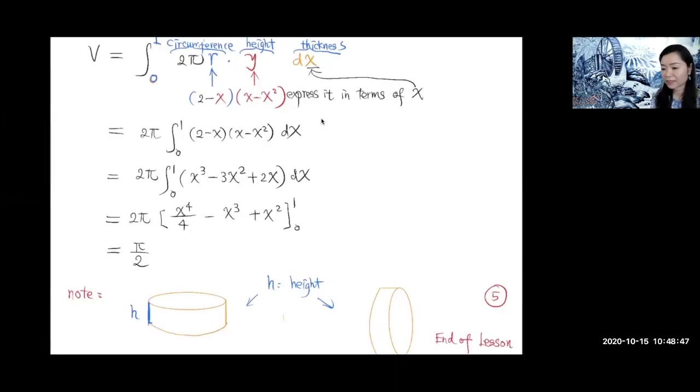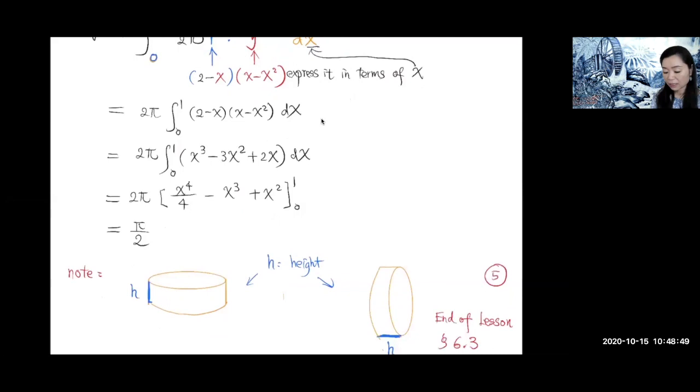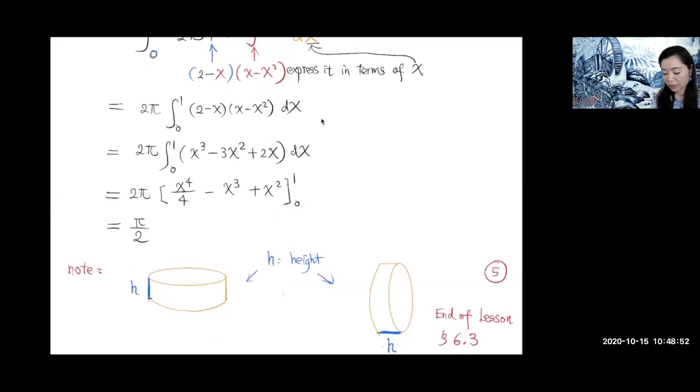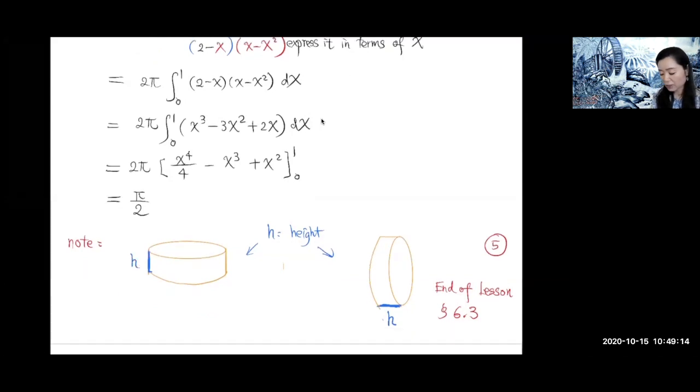Now, some student asked me in the homework about the height. They had a question about the shell. If the shell is put this way, then the height will be from here to here. However, if you put the shell sideways like this, then the height is going to be this one over here. So that was one question a student had. So that's the end of the lesson.